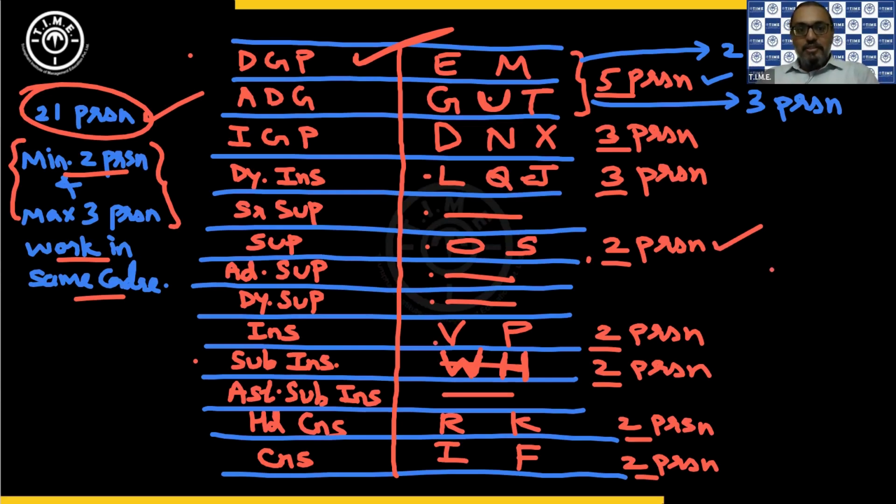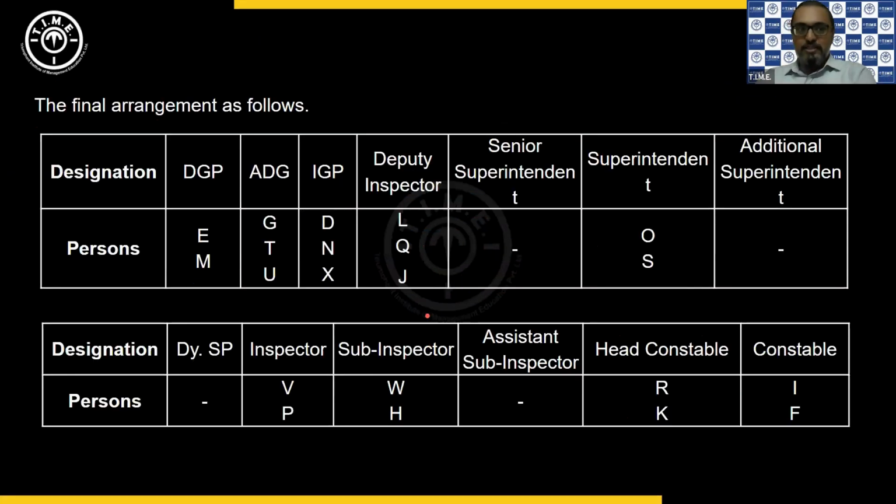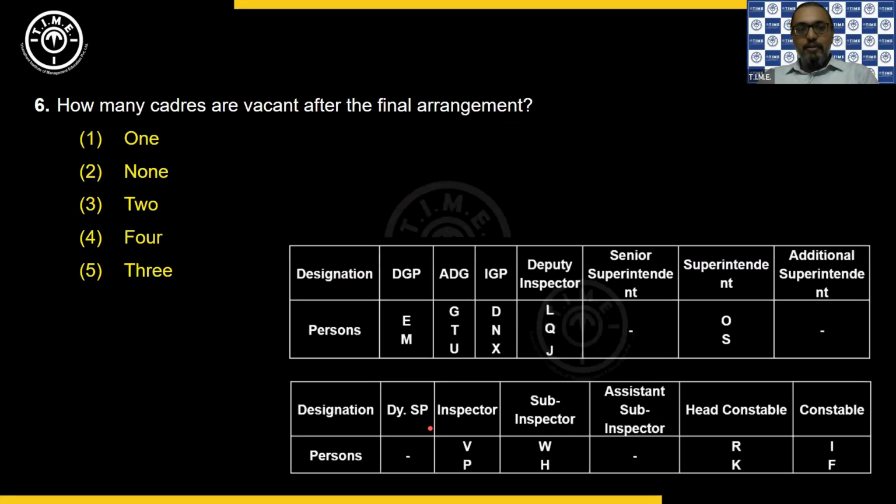Right. So now based on this, let's take the questions that we have here. Yeah. So this is the final arrangement that we get. Okay. Now, how many cadres are vacant after the final arrangement?